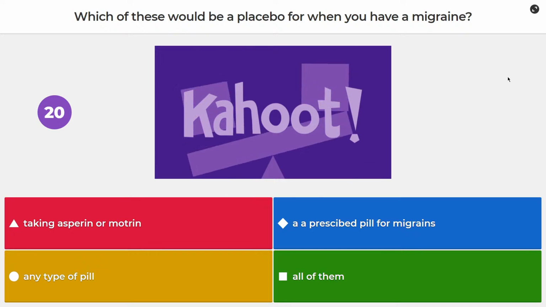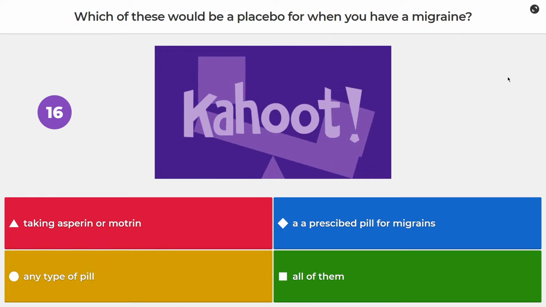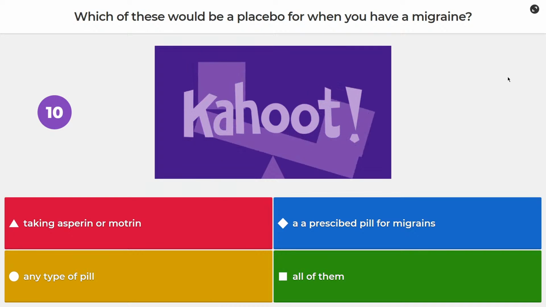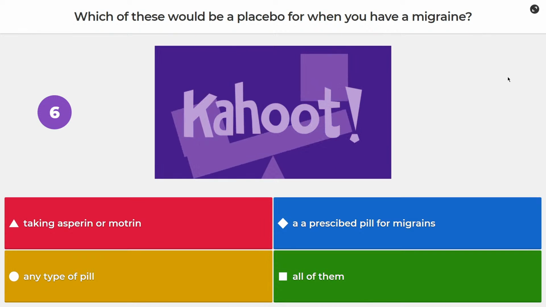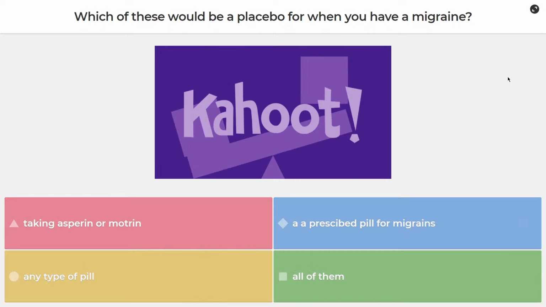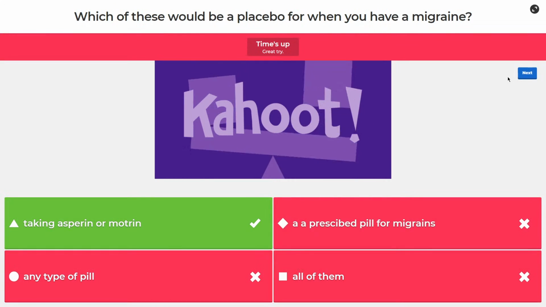Which of the following would be a placebo for when you have a migraine? Your answer choices are taking aspirin or Motrin, any type of pill, a prescriptive pill for migraines, any type of pill, or all of the above. Motrin? That's what I put. Pretend I said Motrin.